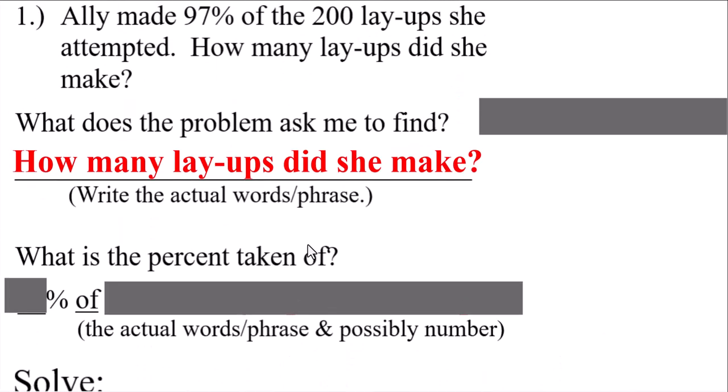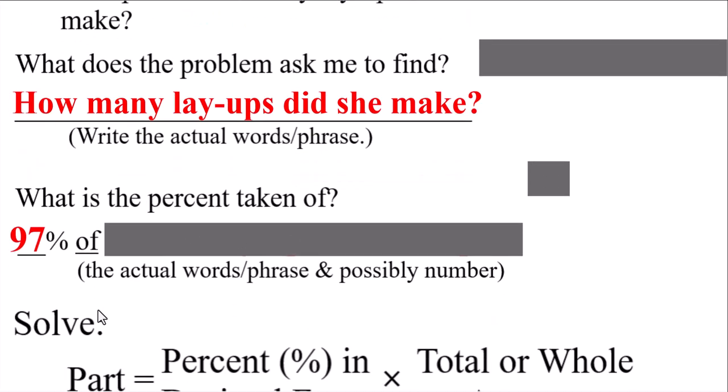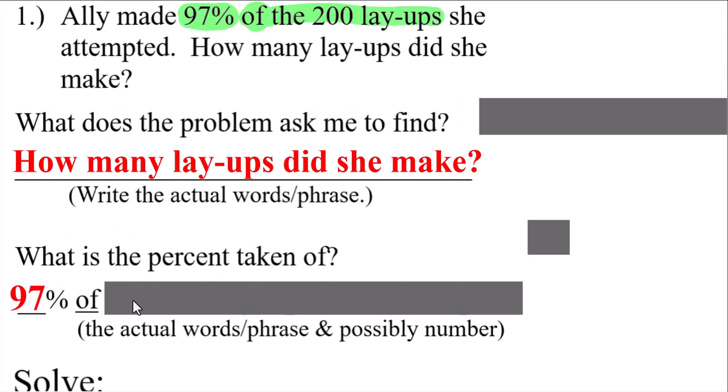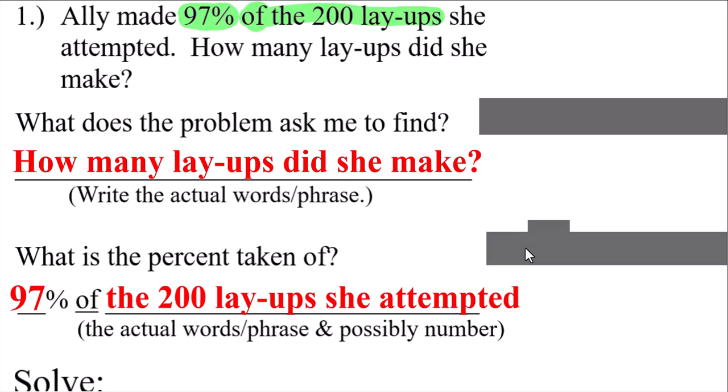But before you do that, I want you to ask yourself, what is the percent taken of? The way you can figure that out, find the percent symbol. Here it is. And then does it tell you what the percent is of? Oh, right here. The percent is of the 200 layups that she attempted. So fill in these blanks. It's 97% of, yes, I'm emphasizing the word of because of means times. I'm trying to get you to see how you can go from the words directly into the math. Okay, so 97% of the 200 layups that she attempted.